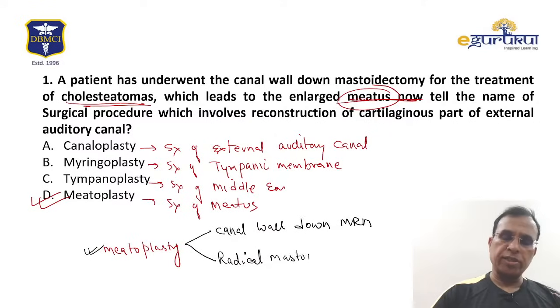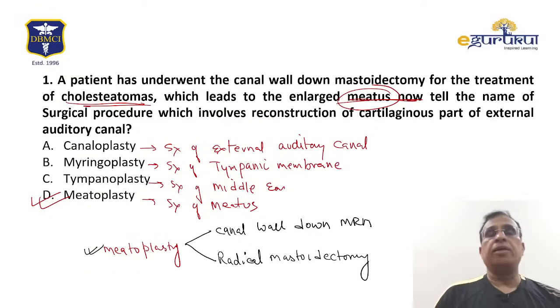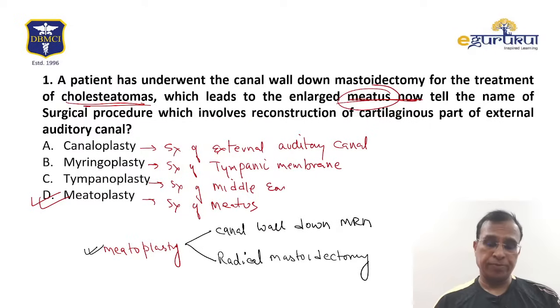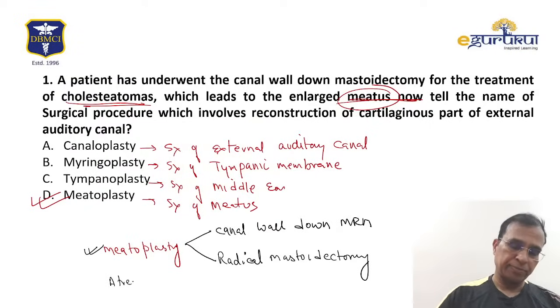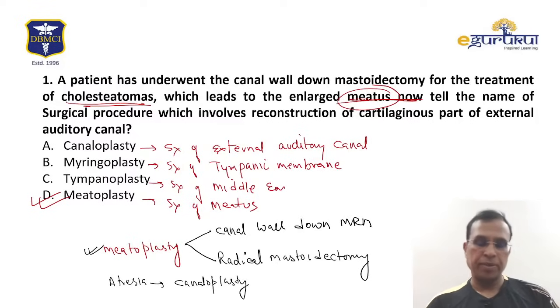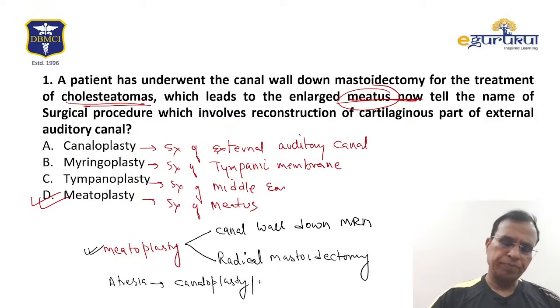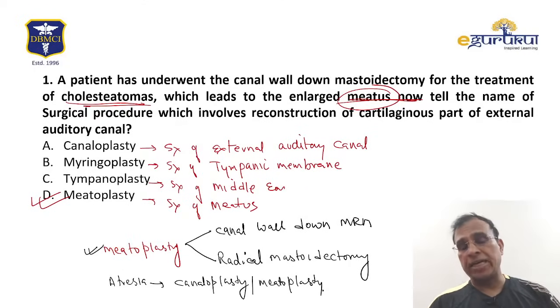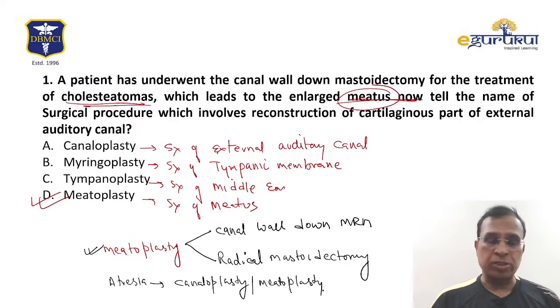So these are the only two surgeries where meatoplasty is done. In atresia, Somaiya Shyam, in atresia we do canaloplasty, not meatoplasty. In atresia we do canaloplasty usually. Maybe meatoplasty also. But when they ask you meatoplasty should be done after which surgery, there are two correct answers. Either canal wall down MRM or radical mastoidectomy.